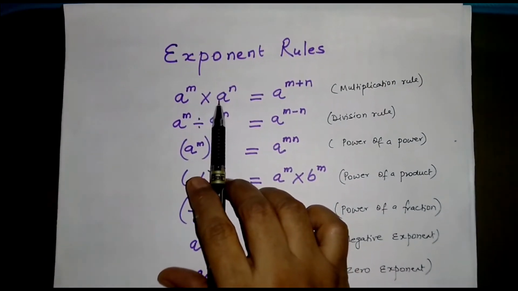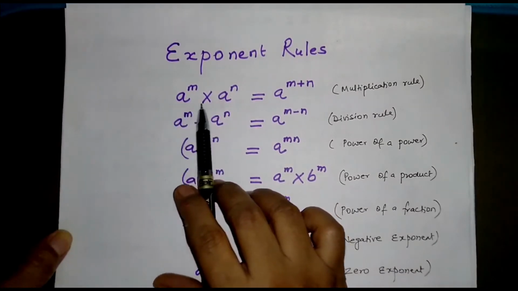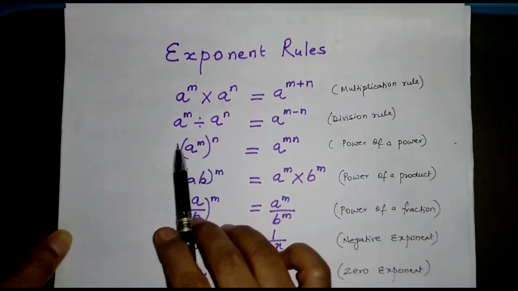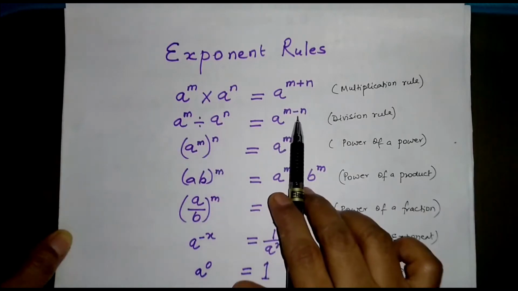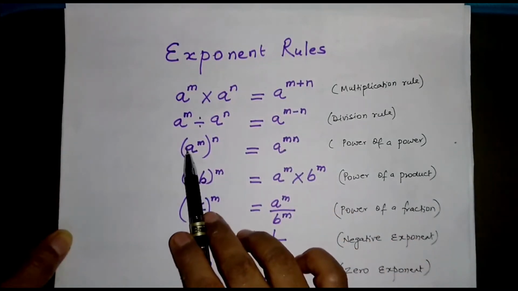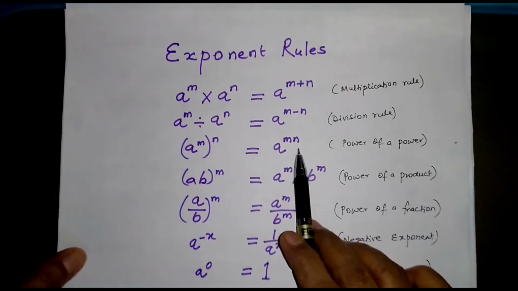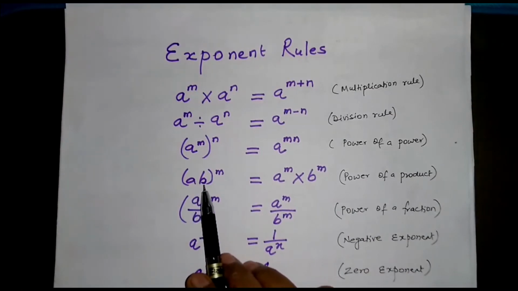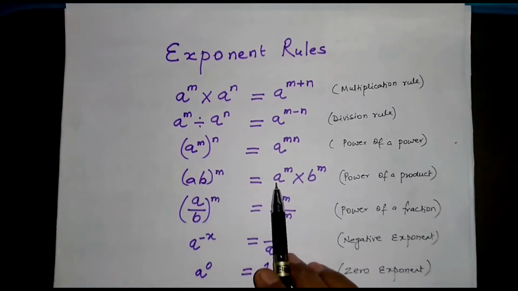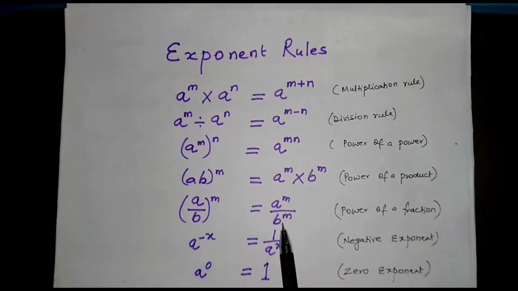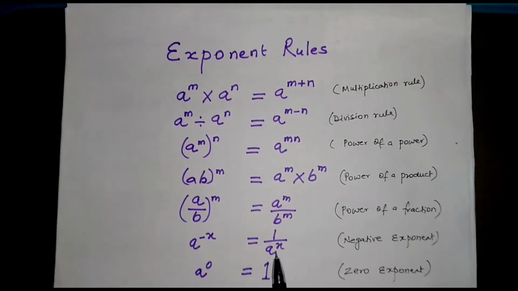With the same base, if two numbers are multiplied, the powers are to be added. With the same base, if they are divided, then the powers will be subtracted. If one base has two powers, one over the other, they are to be multiplied. If we have two bases with a common power, they can be written separately. In the same way, in a fraction also, they can be written separately. A negative power can be changed to positive by writing its reciprocal, and anything raised to 0 is 1.